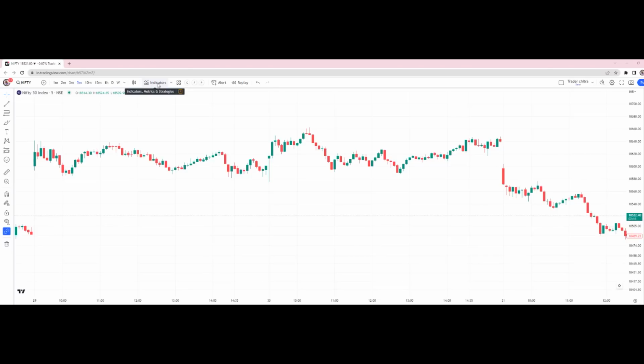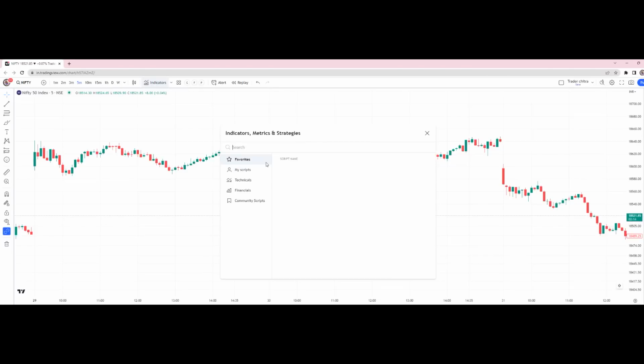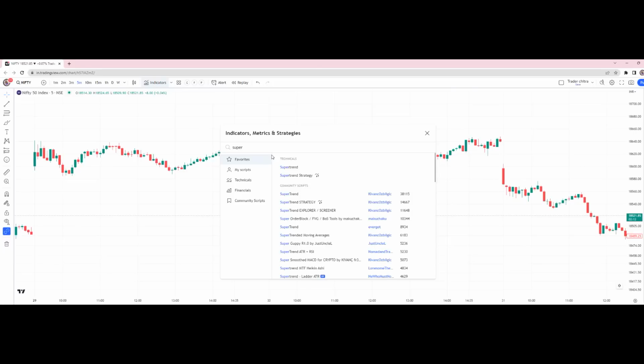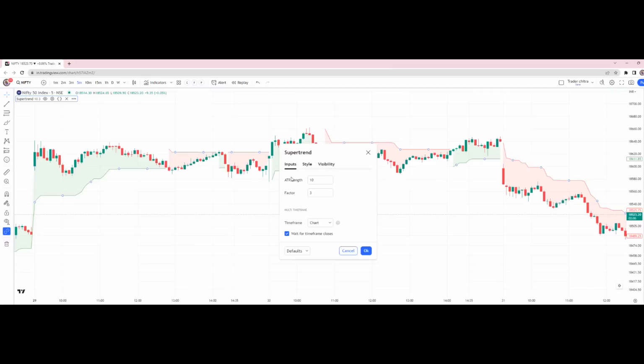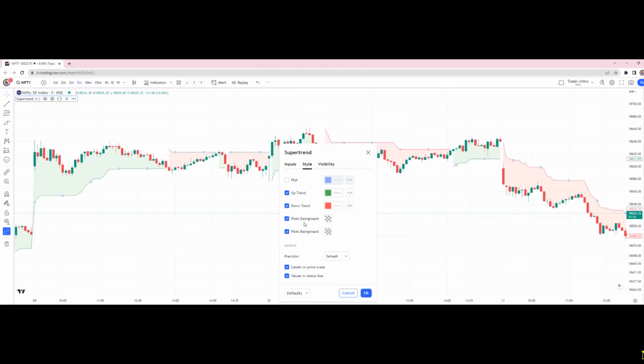So this is TradingView. We will add the SuperTrend. Okay, here we are not going to change anything in the settings, keep it as default. Under the inputs, the ATR length is 10 and the factor is 3. And in style, the uptrend is green in color and the downtrend will be red in color. The plot's background for the uptrend will be green and the plot's background for the downtrend will be red.